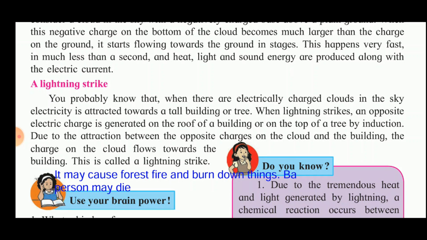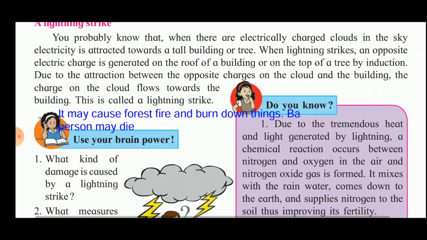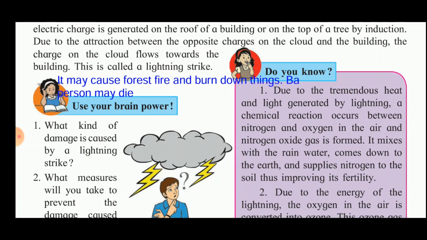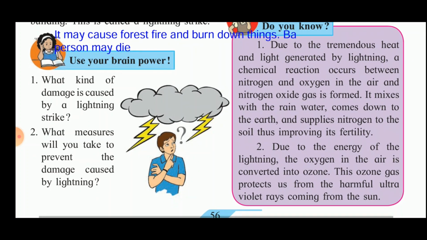Due to the tremendous heat and light generated by the lightning, a chemical reaction occurs between the nitrogen and oxygen in the air, and nitrogen oxide gas is formed. It mixes with the rainwater, comes down to the earth and supplies nitrogen to the soil, thus improving its fertility. Also, due to the energy of the lightning, the oxygen in the air is converted into ozone. This ozone gas protects us from harmful ultraviolet rays coming from the sun.